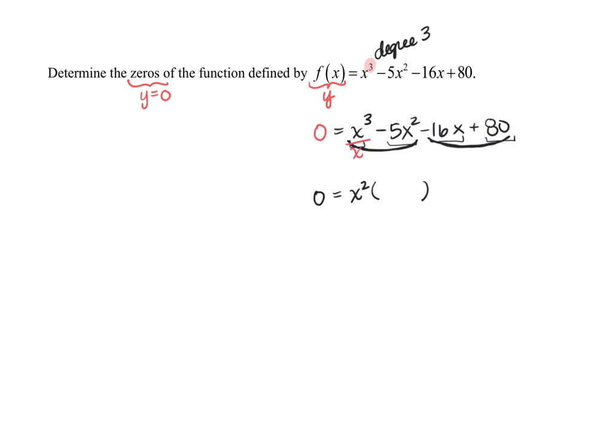Now I'm going to show the division here, that we're dividing each of these first 2 terms by x squared. And then the result, of course, is what we're going to end up with here in our parenthesis. So x cubed divided by x squared will leave us with just x to the first power. And then we have a negative 5x squared divided by x squared, which will leave us with just a minus 5.